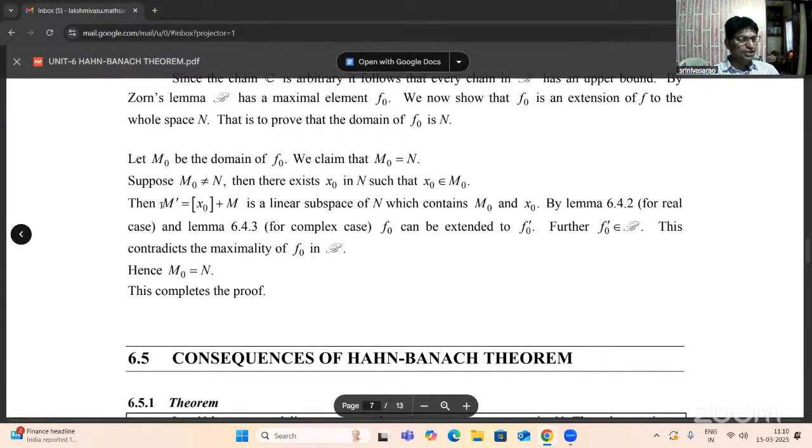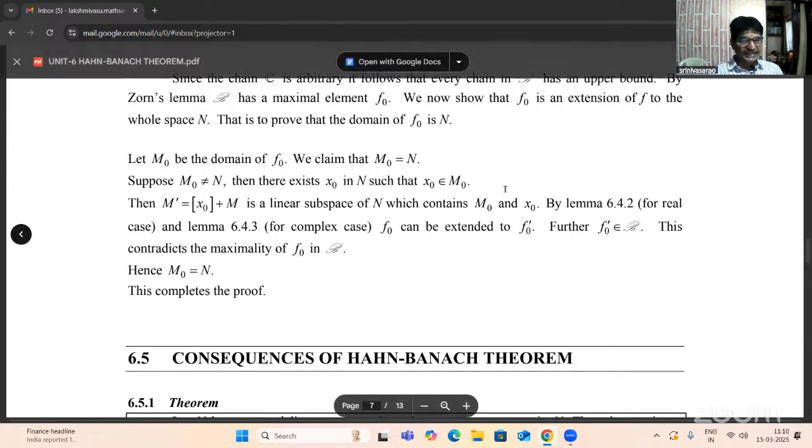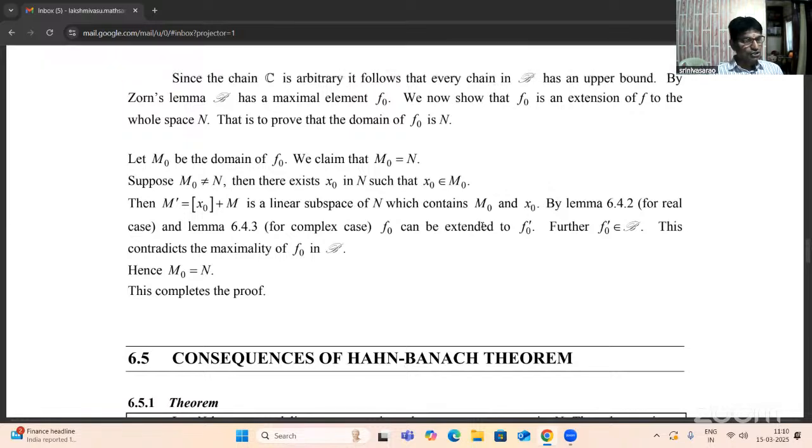So M dash equals the subspace generated by x naught and capital M, that is, M dash equals the span of x naught plus capital M. It is a linear subspace of N which contains M naught and x naught. Then, by the lemma in the real case and the complex case of the above lemma, you have to see and refer to the above two lemmas.